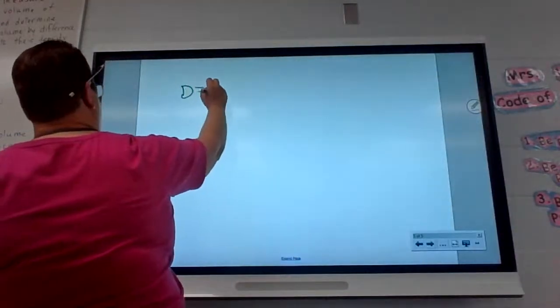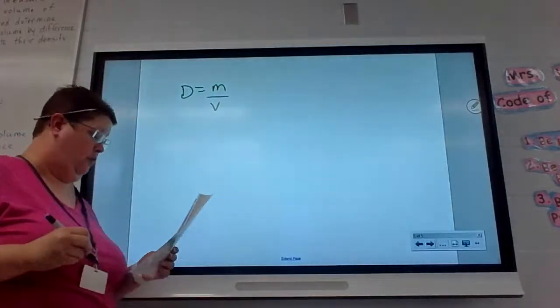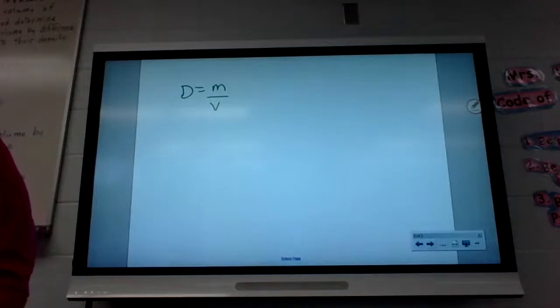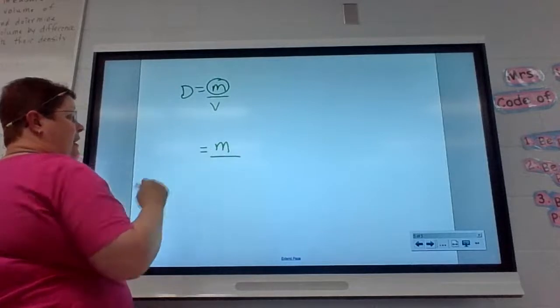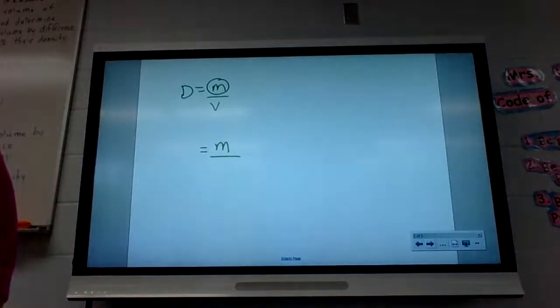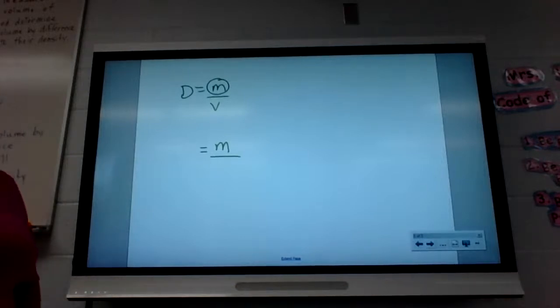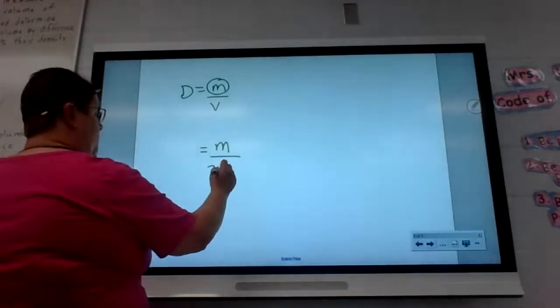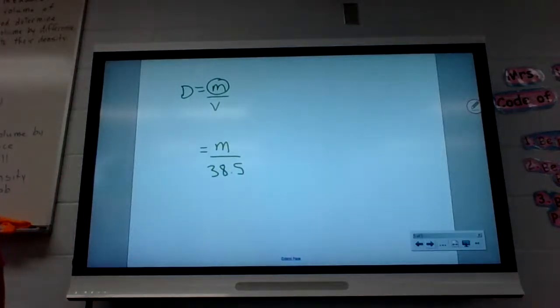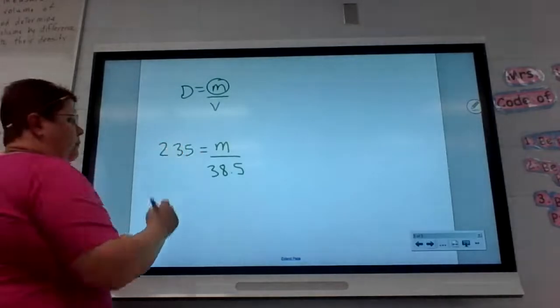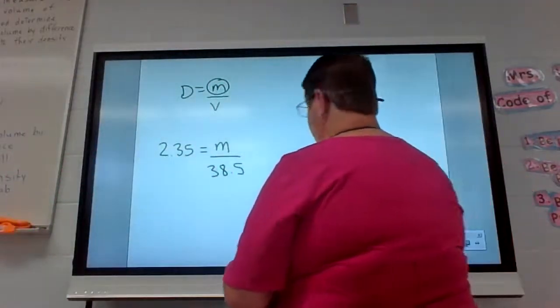And I would imagine there's some questions on this one. All right, what have they given you in the question? What are they asking you to find? You're looking for mass, you're looking for the M. So we're not going to have a number there. They gave us D and V. So when you read the question, is that 38.5 milliliters a density or a volume? Volume. See how it says volume of 38.5? They're telling you that's the volume. Now, if you keep reading, what would that 2.35 be? That's the density.